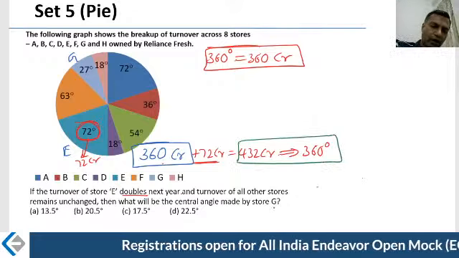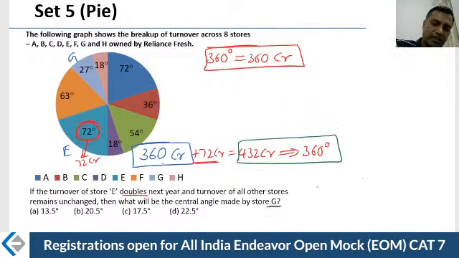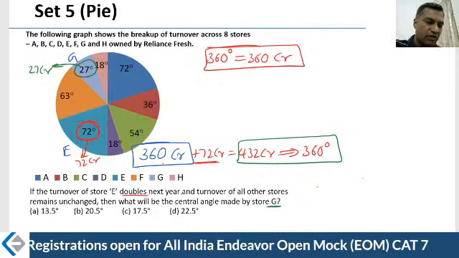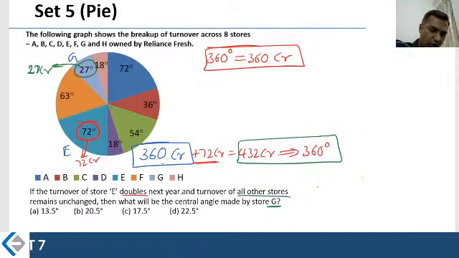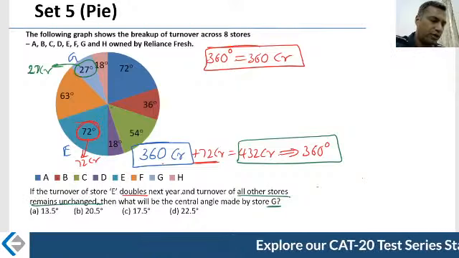Now what is the angle of G? What is the business of G, my friends? The business of G is 27 crores, not 27 degrees. 27 degrees is according to the pie chart. But the business is 27 crores, because it did not change, because all other stores remain unchanged. Therefore it is 27 crores.